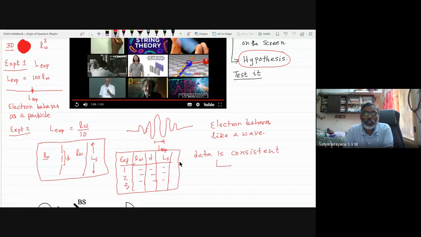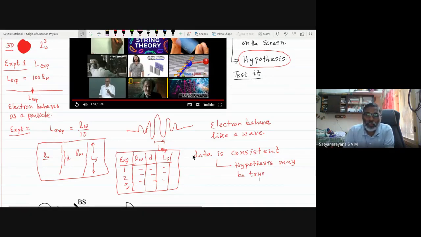then we can say that the hypothesis may be correct.